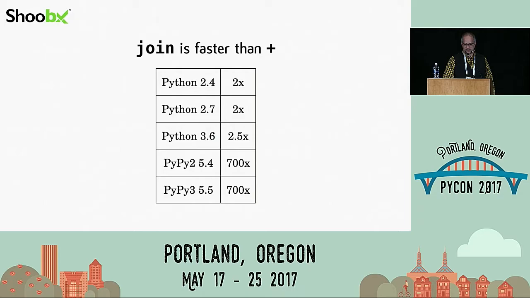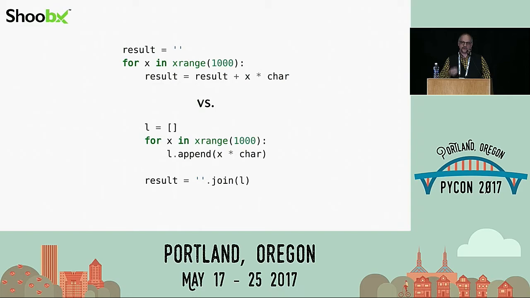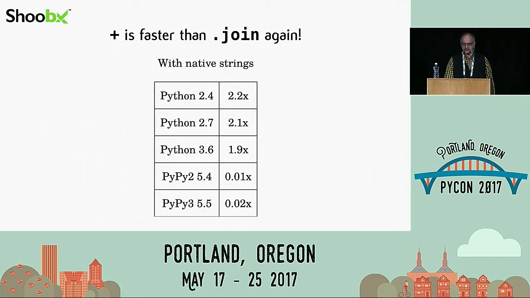But I discovered something interesting here. If you're actually generating the strings that you are adding in the loop, versus creating a list and then joining that list, which is what I've always been doing because join is faster when it's a long list, well, then plus is faster than join again, which is really strange to me. I don't know why that is, but it must be some sort of magic optimization, and it was already there in Python 2.4.